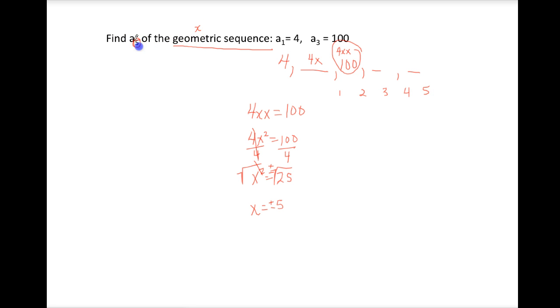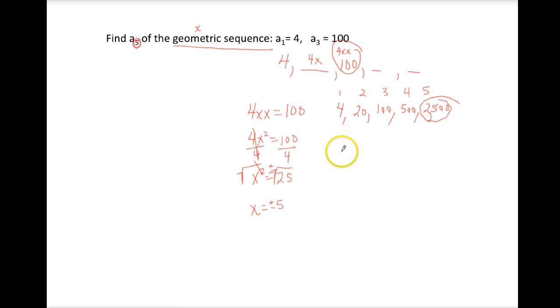So again, if you want to just write out the terms, first, second, third, fourth, and fifth, that's what they wanted us to go to this time. The first term is 4. The second term would be 4 times 5, which is 20. To get the next one, go times 5 again. 20 times 5 is 100. 100 times 5 is 500. And 500 times 5 is 2500. So the fifth term in this sequence that starts with 4 and has a third term of 100 is 2500.